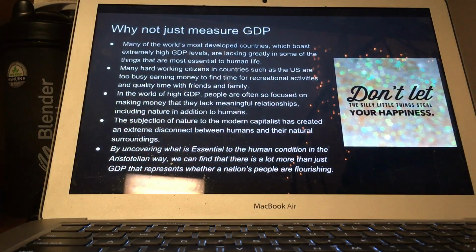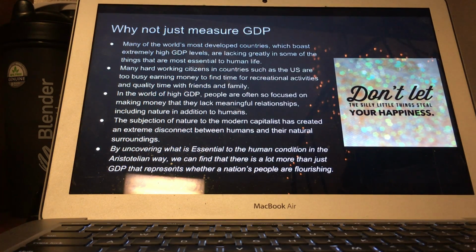We argue that many of the world's most developed countries, which boast extremely high GDP levels, are lacking greatly in some of the things that are most essential to human life. For example, many hardworking, high-achieving citizens in countries such as the United States are too busy earning money to find time for recreational activities and quality time with friends and family. In the world of high GDP, people are often so focused on making money that they miss out on meaningful relationships, including relationships with nature in addition to just humans.